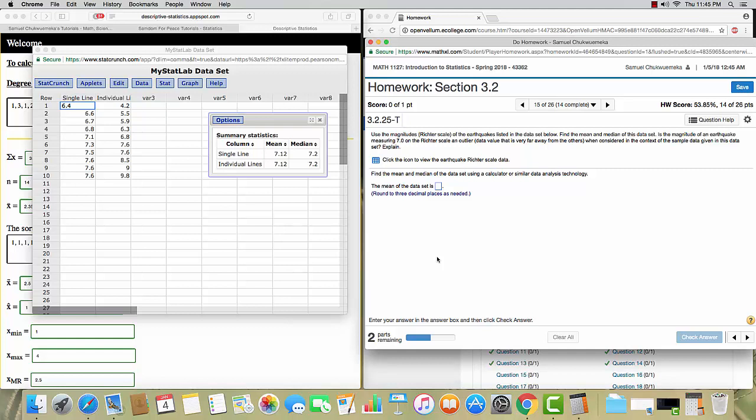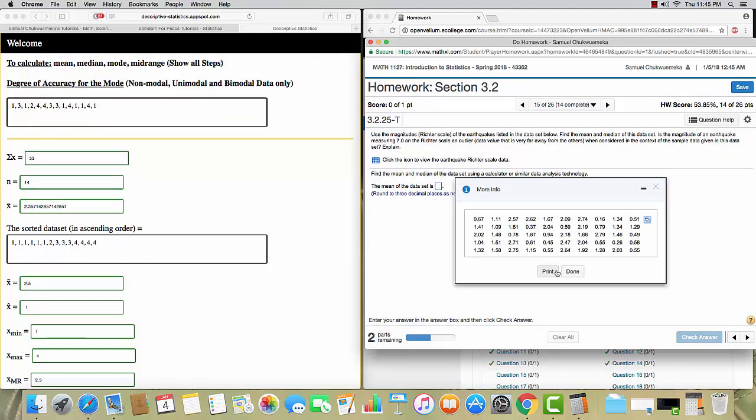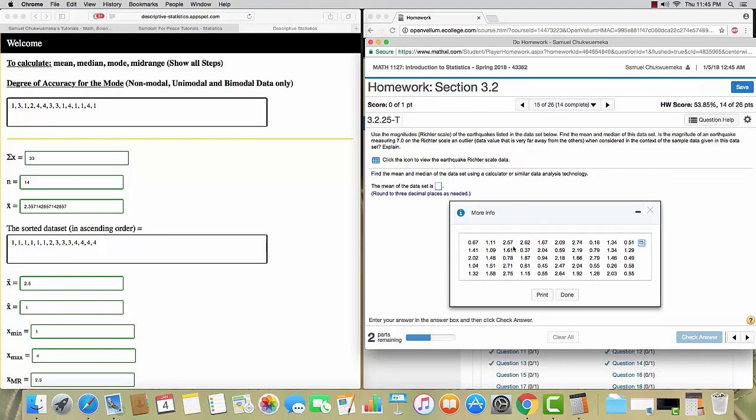What's an outlier? A data value that is very far away from the others when considered in the context of the sample data given in this data set. Explain. So let's click on this data set. Oh, this is too much. Definitely, we've got to use StatCrunch. Definitely, this is too much data.